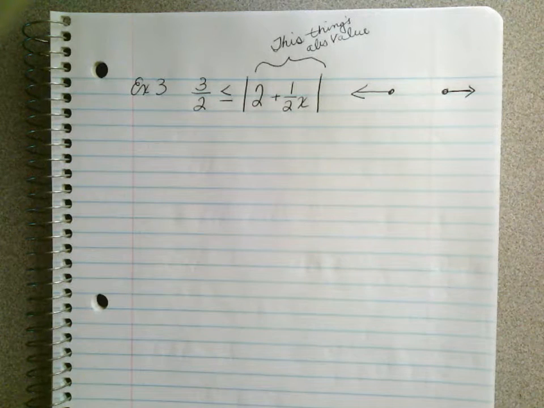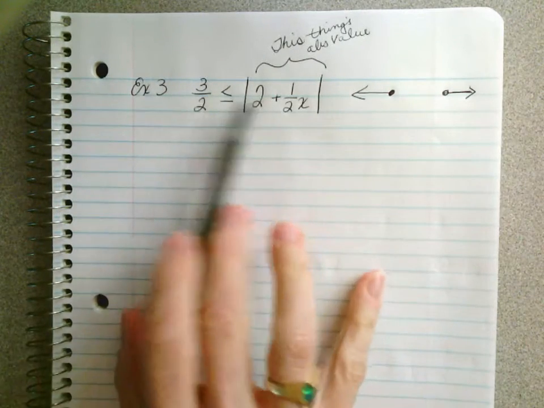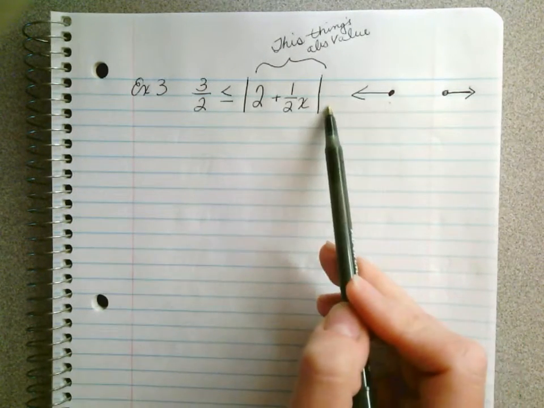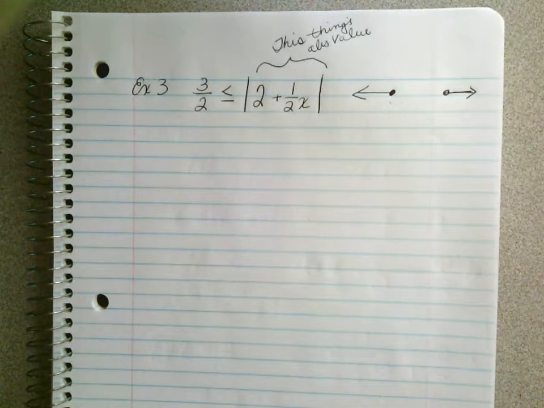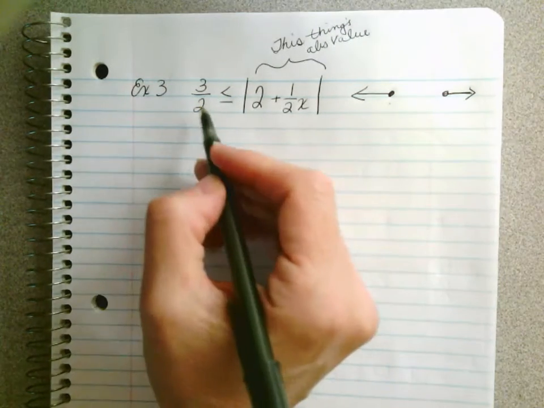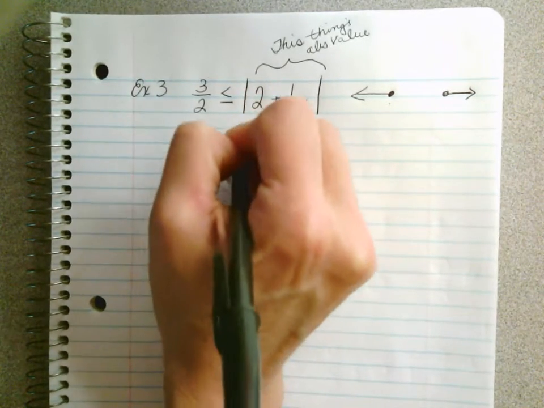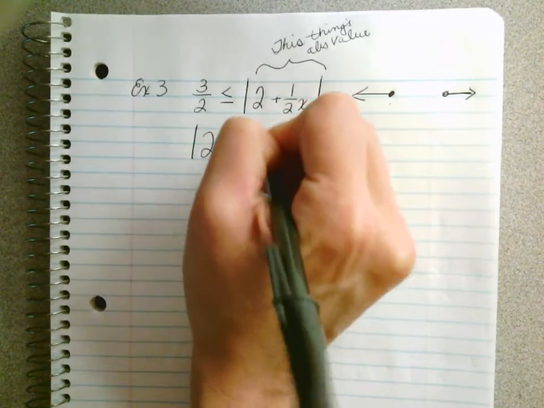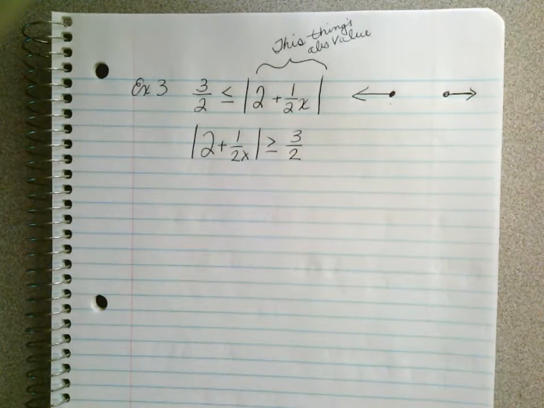The one we just did a second ago was an in-betweener. This one is going outwards because the absolute value is bigger than 1 1/2, which means it's 1 1/2, negative 1 1/2, 1 1/2. But let's solve it and see what our actual information is. I hate it written this way, so I'm going to just rewrite it: 2 plus 1/2 x, absolute value, is greater than or equal to 3 halves. That's how I prefer to write it. So let's solve it.